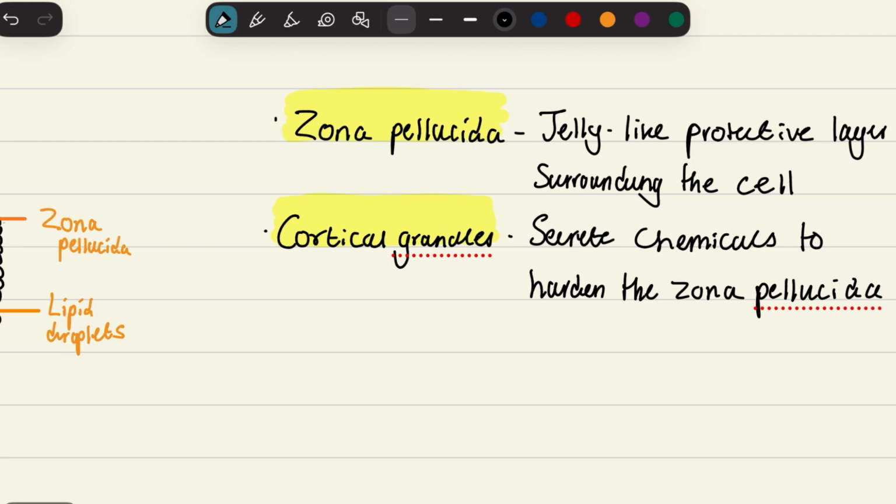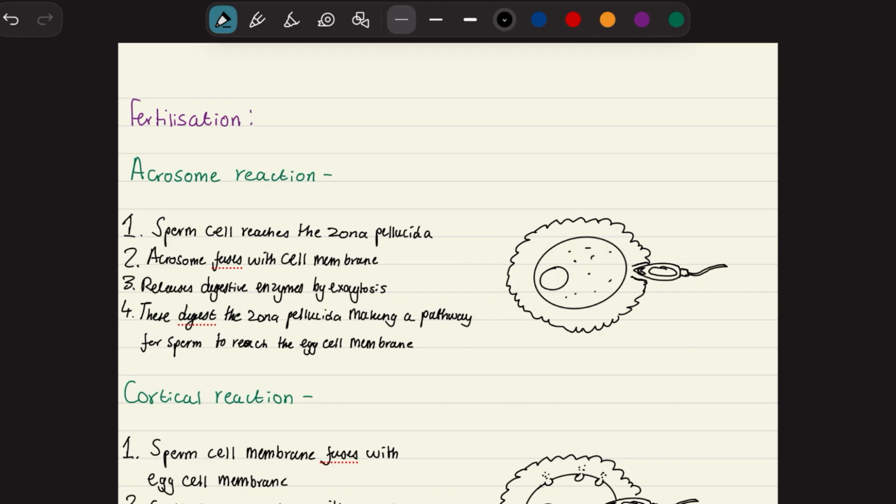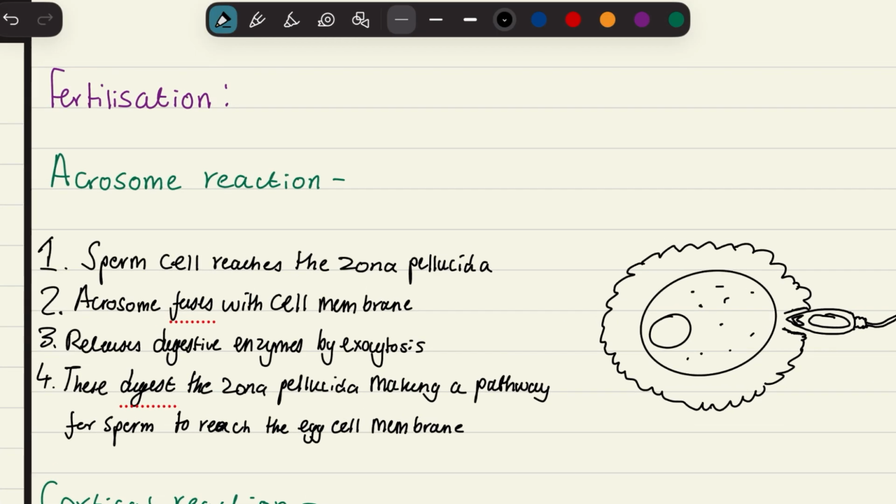So, zona pellucida is a jelly-like protective layer that surrounds the cell. We're going to talk about it again in the next bit. And the cortical granules, again, we'll talk about, but they secrete chemicals to harden the zona pellucida. And we'll talk about why the zona pellucida needs to be hardened next. Okay, so now let's talk about the actual process of fertilization. We're going to break it down into 3 steps. Number 1 is the acrosome reaction.